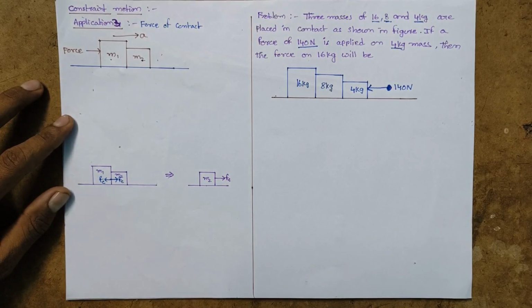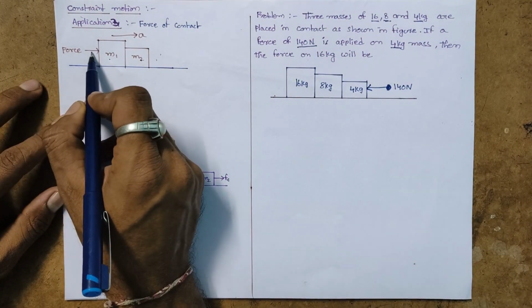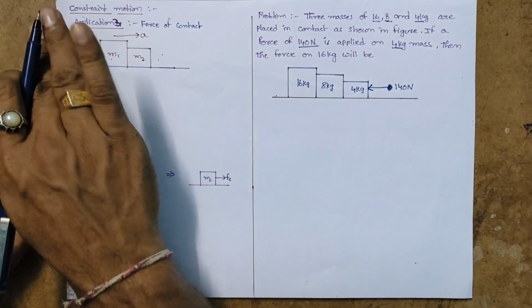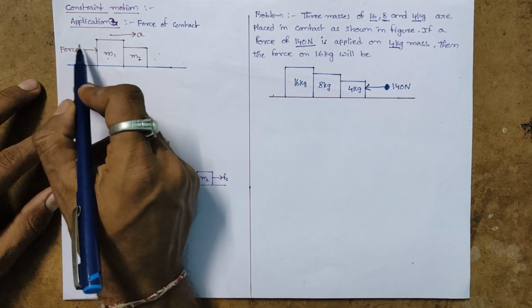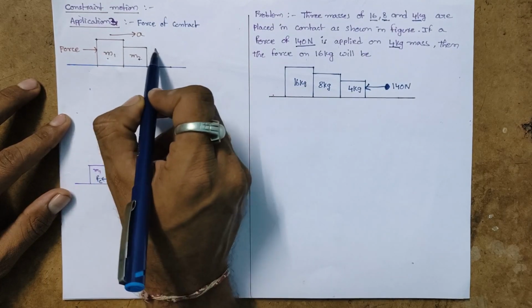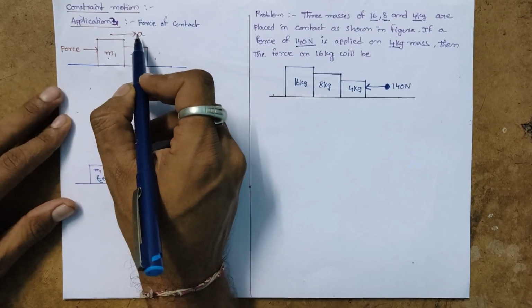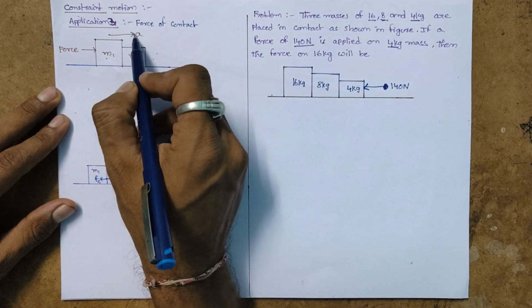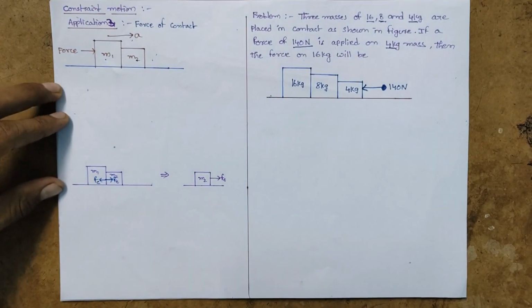Now if I apply some external force on the mass m1 along this direction, due to this external force the two bodies move along the direction of the force. That means acceleration is also developed along the direction of the force.